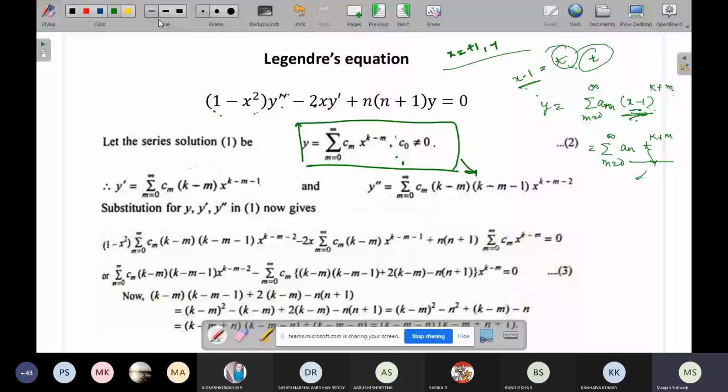This is the last topic of your module 5. In the next class, we'll discuss the solutions of these, and then we discuss the Z transforms. Okay. Any doubts? No doubts.